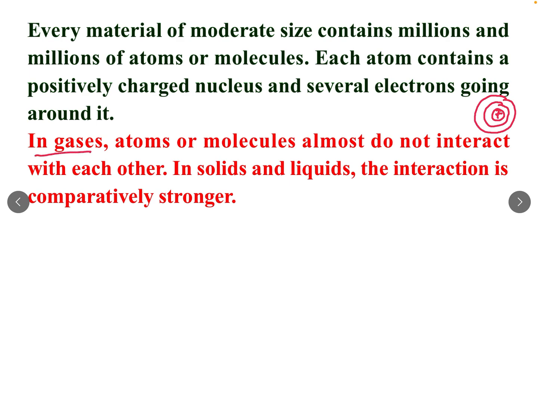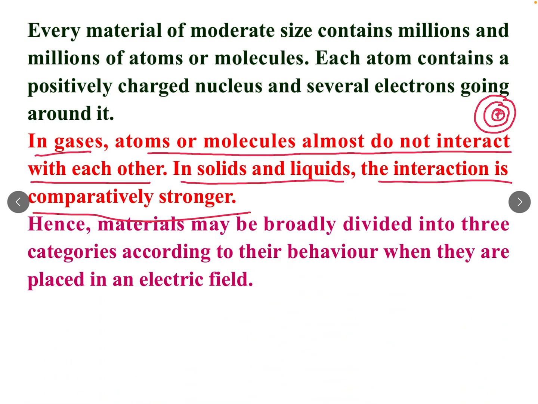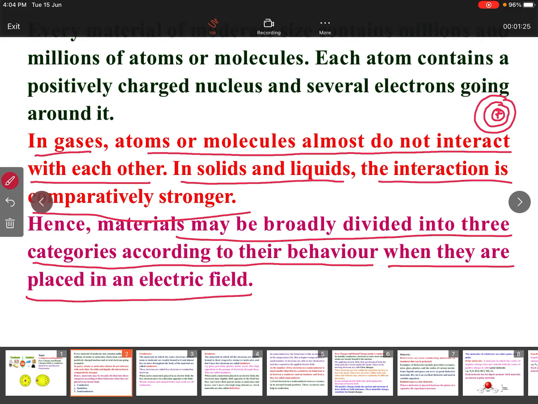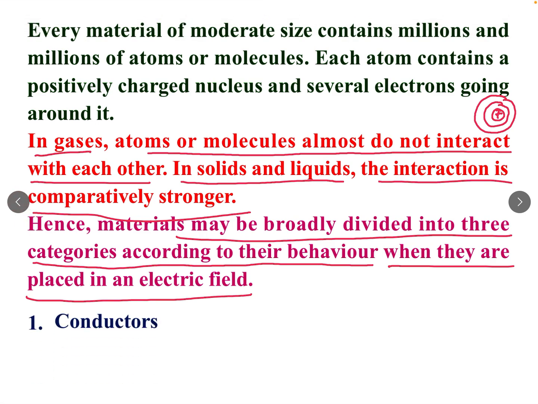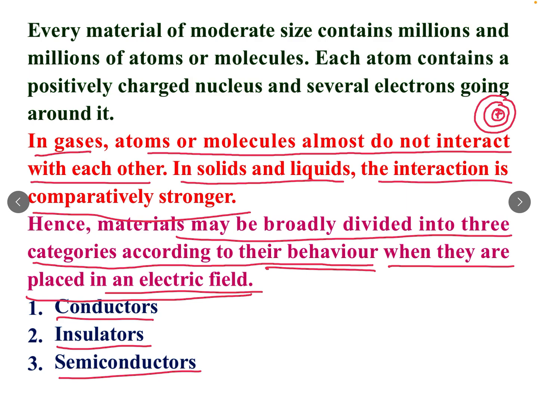In gases, atoms or molecules almost do not interact with each other. In solids and liquids, the interaction is comparatively stronger. Hence, materials may be broadly divided into three categories according to their behavior when they are placed in an electric field: conductors, insulators and semiconductors. These are the three types of materials on the basis of their behavior when they are placed inside the electric field.